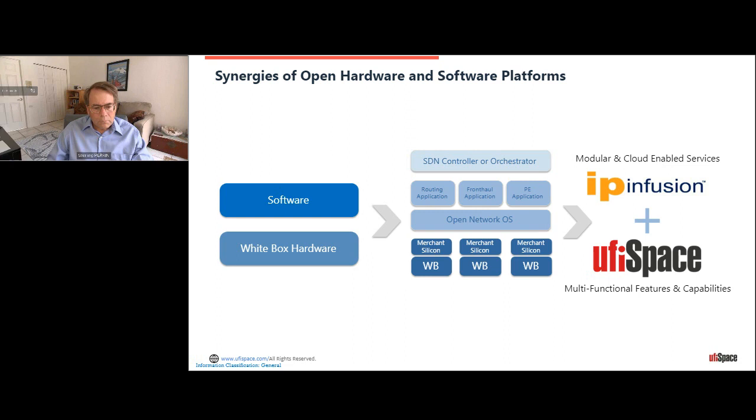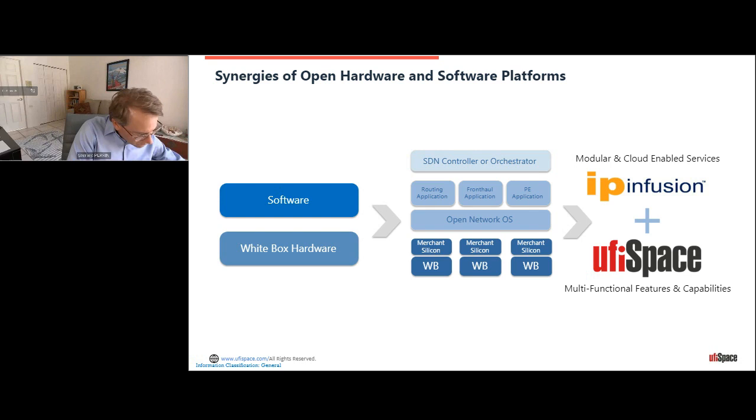Last but not least, we are very pleased to partner with a lot of these NOS providers, and IP Infusion is certainly one of the tight partners we are doing this with, on the model I just explained.